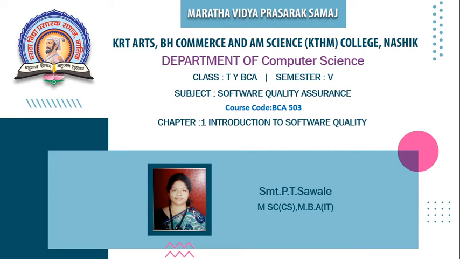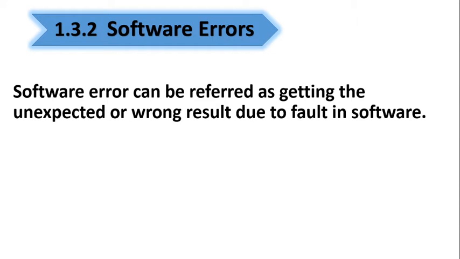Students, today we discuss Introduction to Software Quality with the new topic, Software Error. A software error can be referred to as getting an unexpected or wrong result due to a fault in the software.